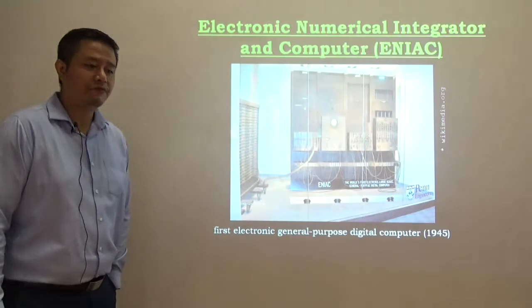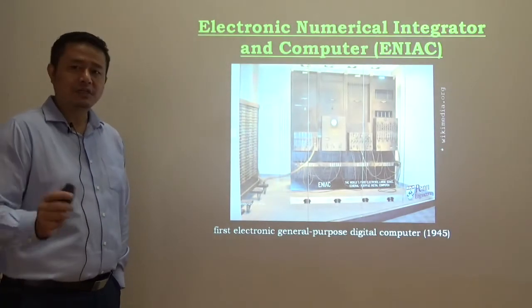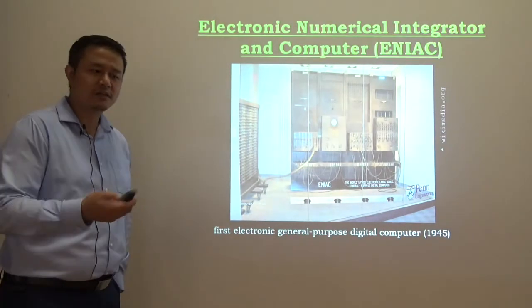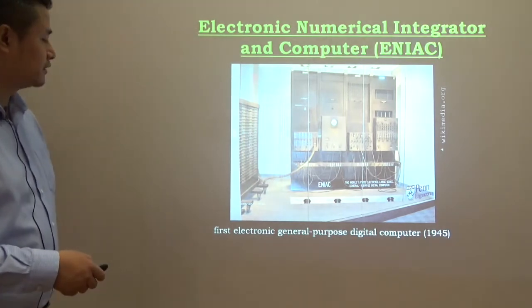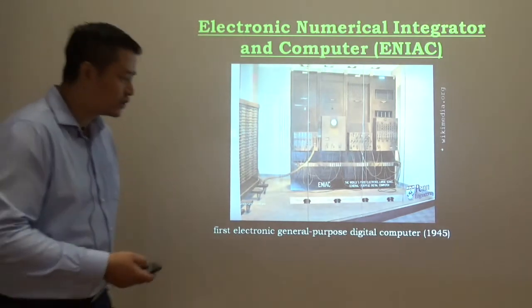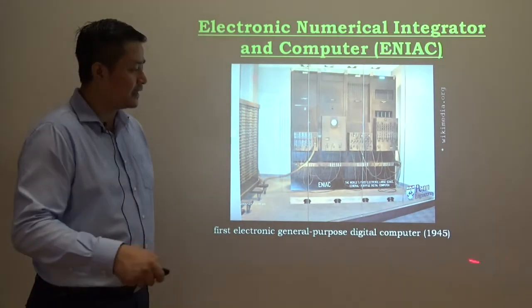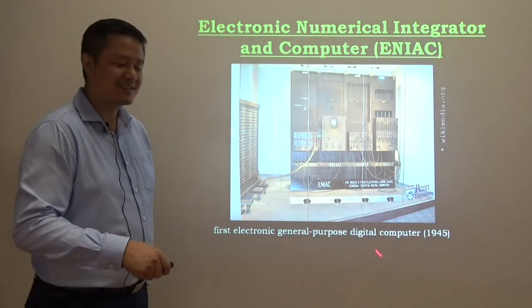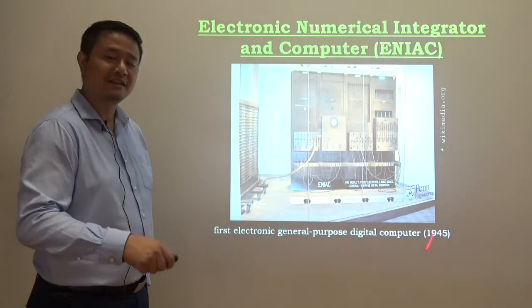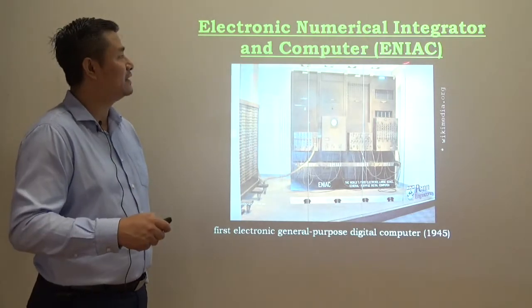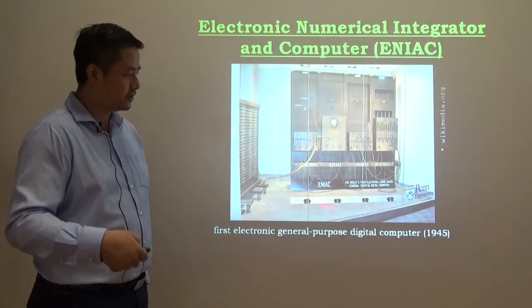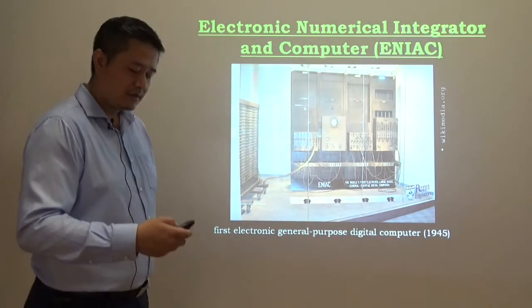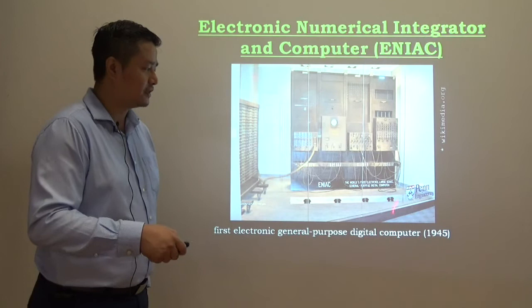So the first, with the advent of digital electronics, transistors and all these things, the first electronic general purpose digital computer was made in as new as 1945. It is called ENIAC, Electronic Numerical Integrator and Computer. This is the picture at the Penn Engineering, University of Pennsylvania.